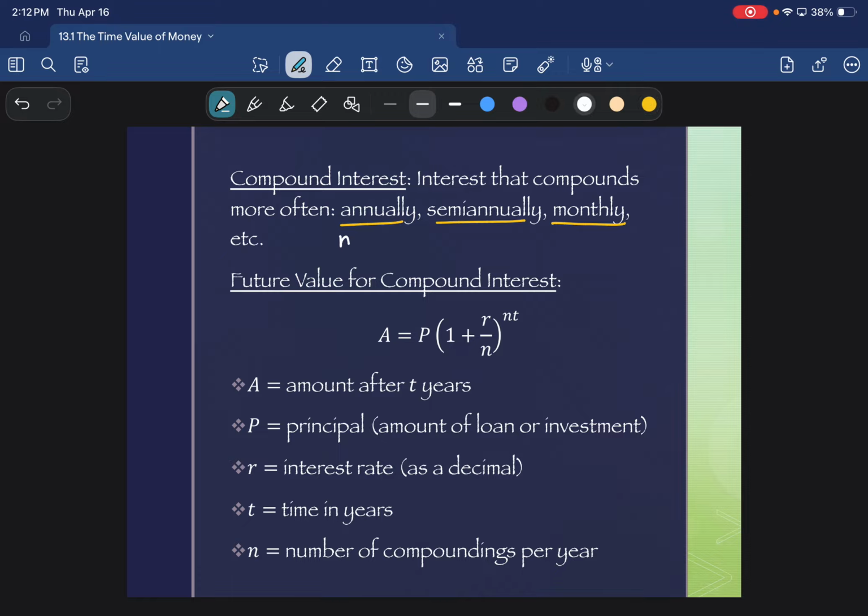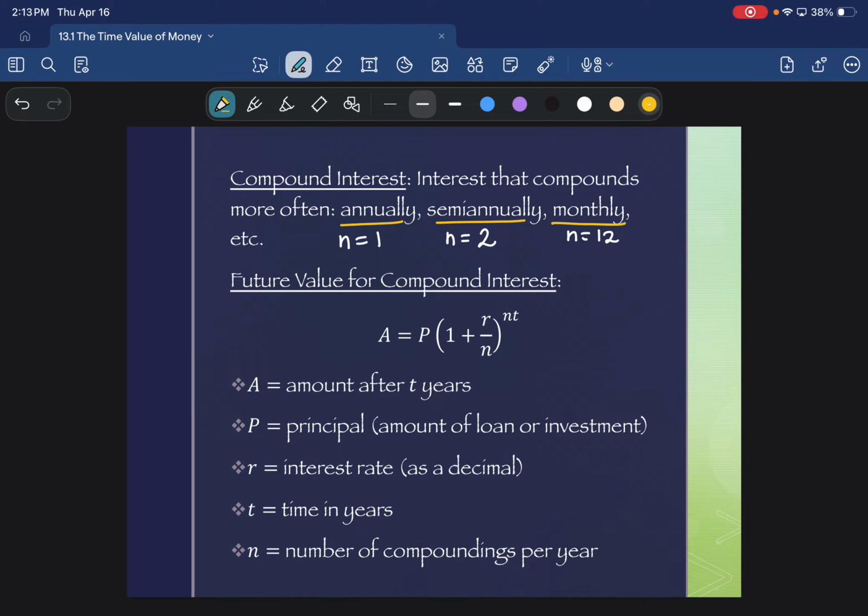Annually would mean that it would happen 1 time per year. Annual means year, right? What do you suppose semi-annually means? Semi is a prefix of 2. This is actually 2 times a year. What it literally means is every 6 months. Think semi-annual sale, right? They mean twice a year sale. So this is n equal to 2. What would n be if it's monthly? 12. That'd be 12.